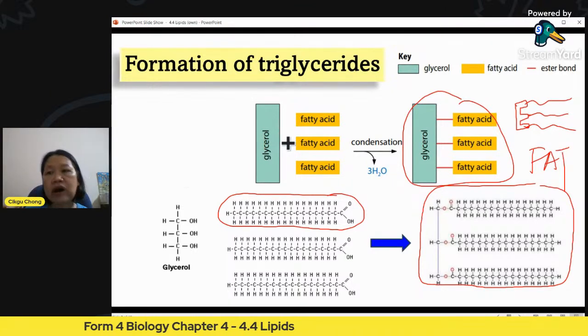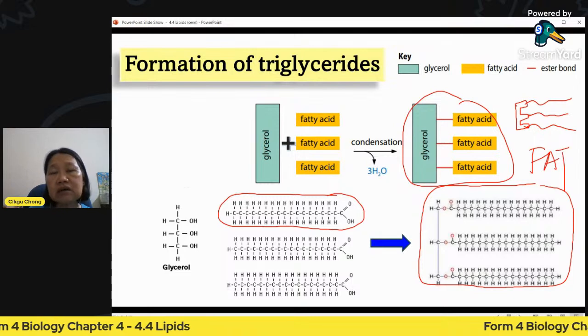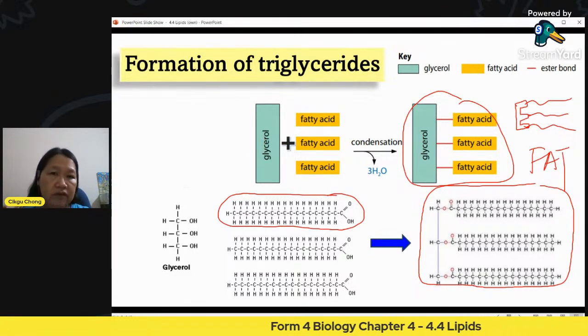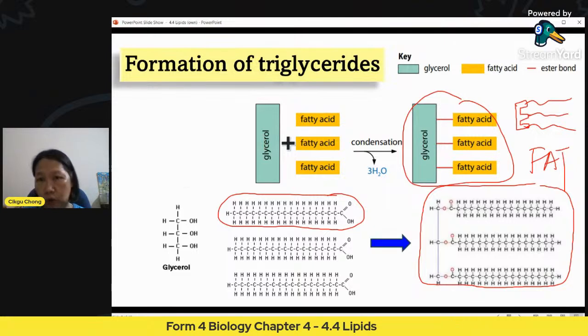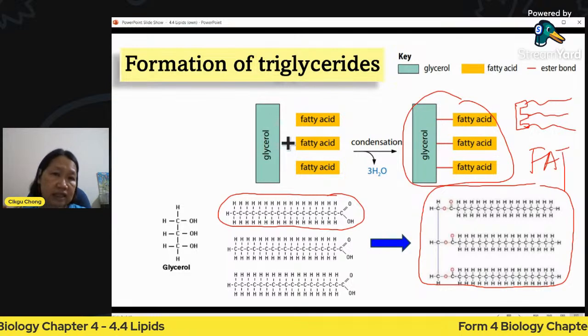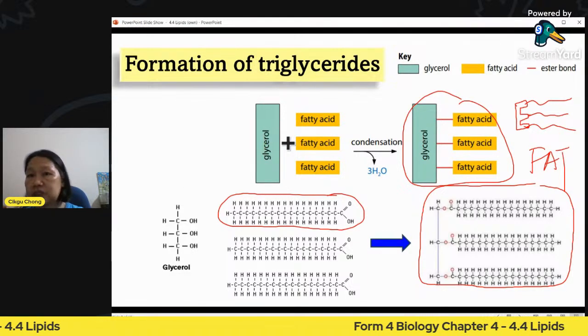Either it's oil or it's fat, depending on the form. If it's solid at room temperature, we call it fat. If it is liquid at room temperature, we call it oil. The basic formation is the same. All right, I see there are no questions here, so I'll carry on.